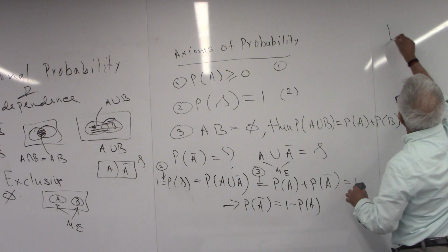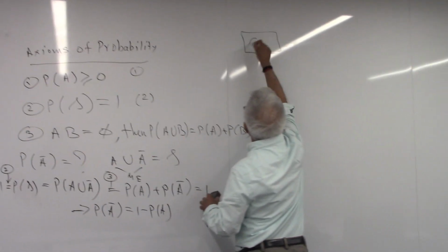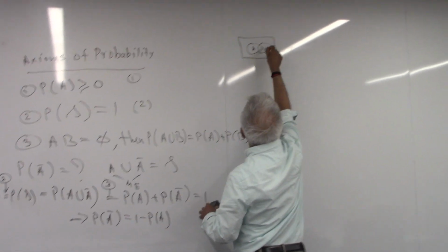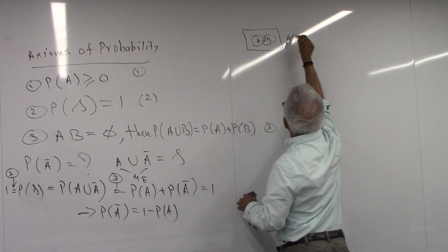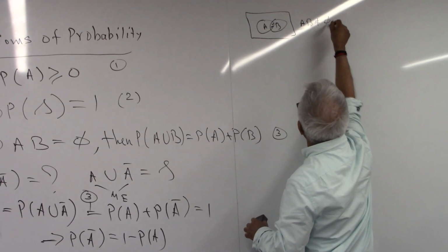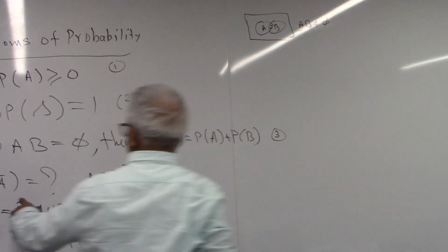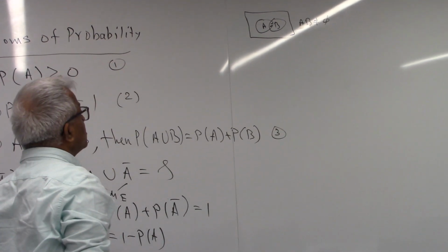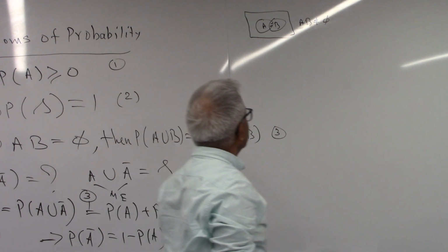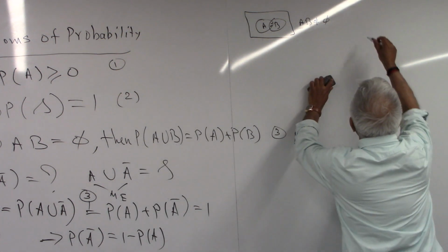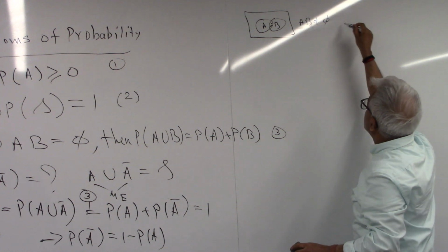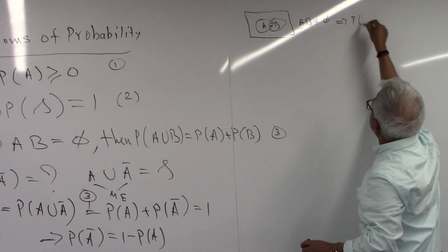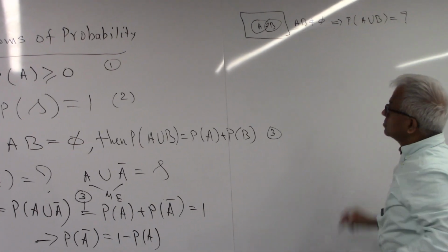So the natural question that comes up is, what if A and B are like this? They are not mutually exclusive. So here A intersection B is not empty. If A intersection B is empty, we can use the third axiom. What if they are not empty? So then we go like this. So the question is, in that case, what is the probability of A union B? How do you do this?